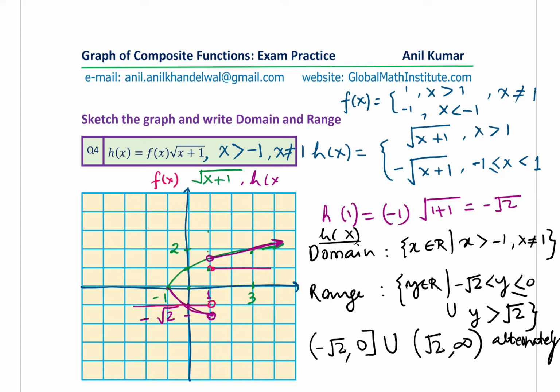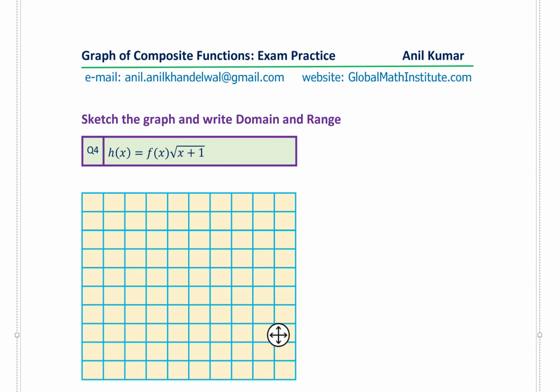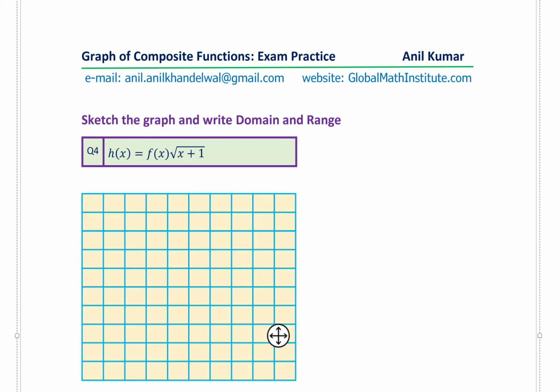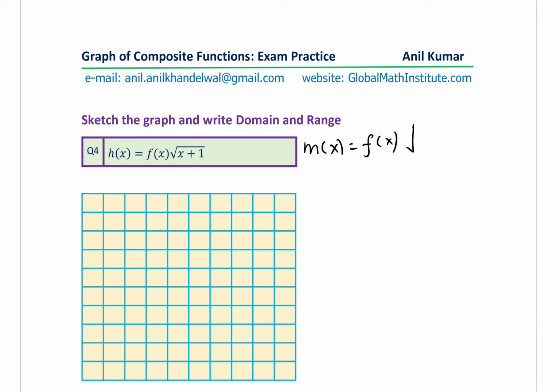Okay. Now let's take up the last question, which has not been copied here correctly. So let me rewrite the question here. So it is 4 minus x squared, right? So m of x, we are going to discuss f of x times 4 minus x squared. So let's write down the question once again. We need to sketch the graph of m of x, which is f of x times square root of 4 minus x squared.